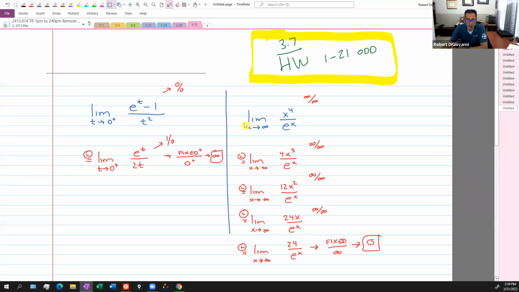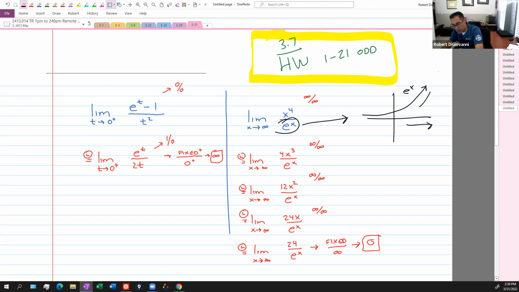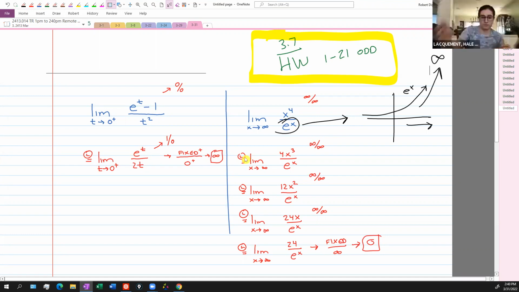On the second one, x goes to infinity. Infinity to the 4th power is infinity. e to the infinity: the way you can think about it is just thinking about the graph of e to the x. What happens as you go out to infinity? The graph heads up to infinity. So you get infinity on top, infinity on the bottom. You do L'Hopital. Take the derivative of the top, you get 4x cubed. The derivative of e to the x is itself. And do you see that you get infinity over infinity again? So you try L'Hopital again, and you get infinity over infinity again.